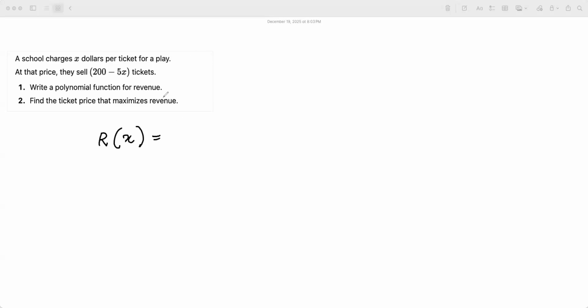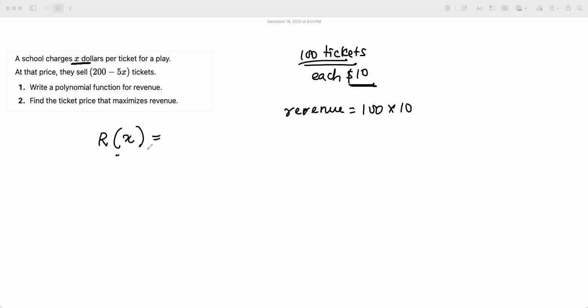How can I write the polynomial? I don't know. Same thing, right? 100 tickets I sell, each $10. So to find out the revenue, what did you do? 100 times 10. Each ticket price times the number of tickets. So here what is the revenue?